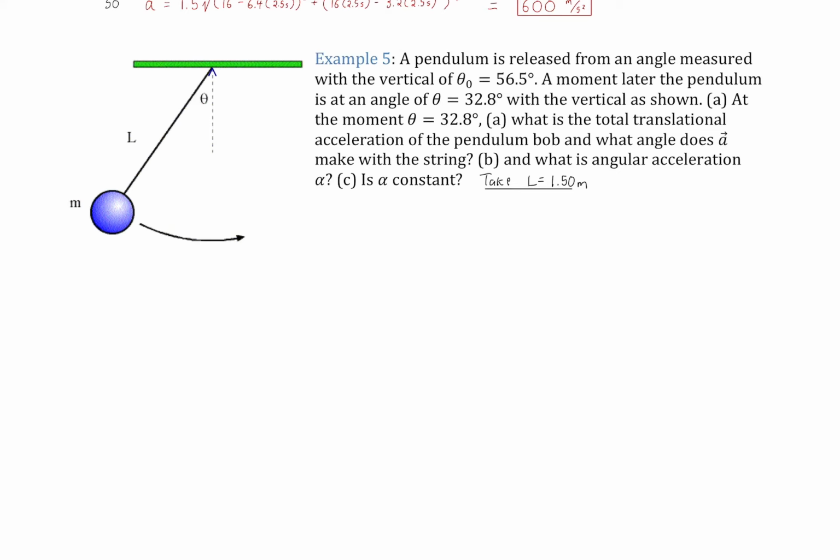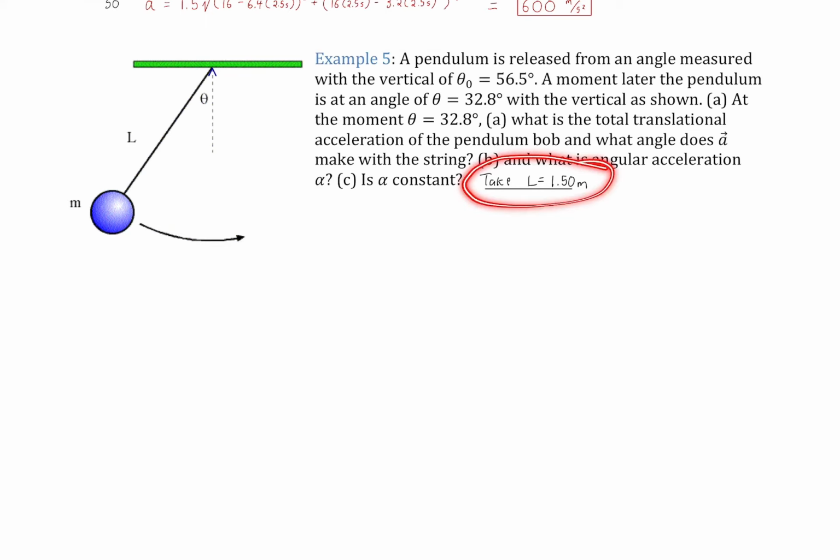At that moment of 32.8 degrees, what is the total translational acceleration of the pendulum bob, which you've done before, and what angle does alpha make with the string? And then, what is the angular acceleration alpha? That's a new sort of question. And is alpha constant?